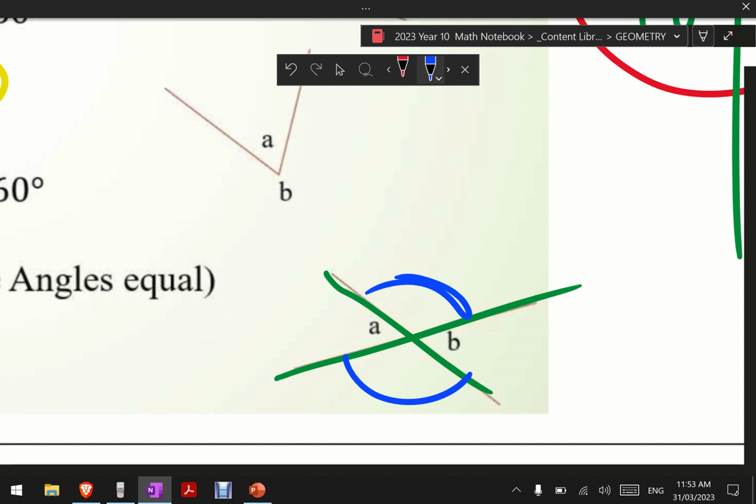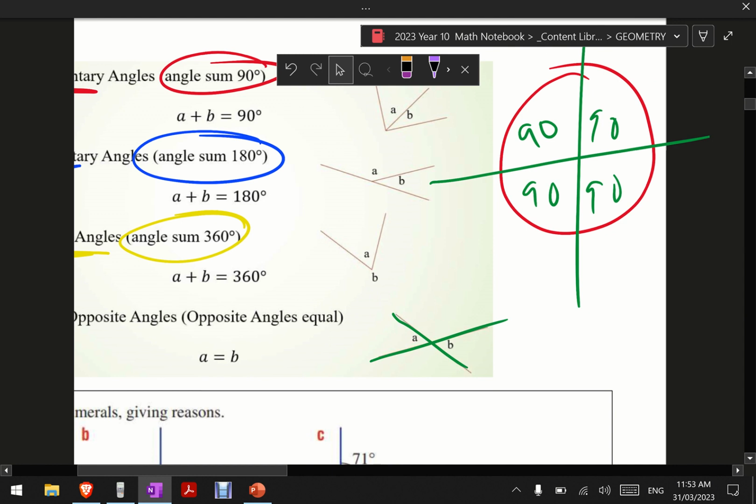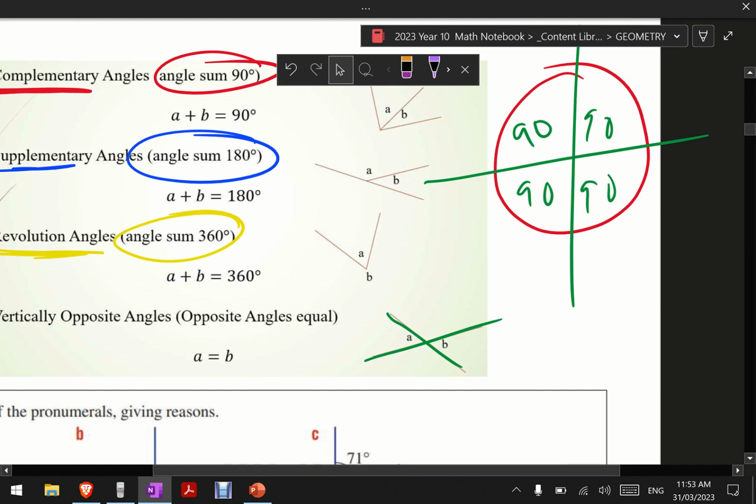It's like a mirror. They're exactly the same angles. Okay, so those are two things. That's the other thing that we've got to consider. Yeah, so 3 words. Complementary means 90. Supplementary means 180. Revolution means 360. And then you've got your vertically opposite, which is opposite of one another.